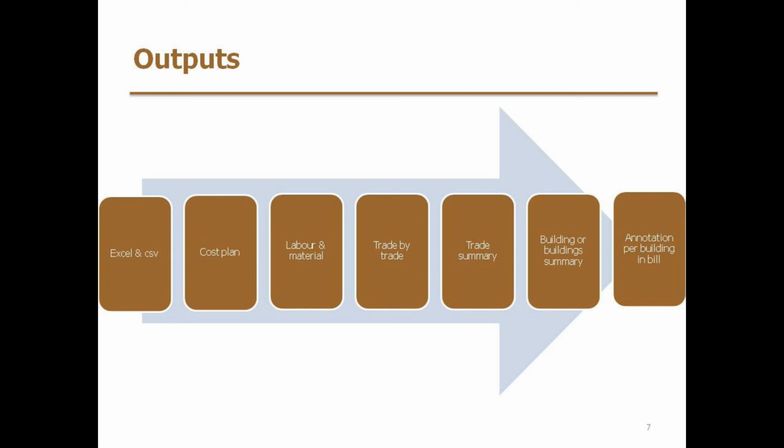A building or buildings summary. Quite often a bill might be for one building, but sometimes for several buildings. So you might require a summary and an output for that. And also I've listed there annotation per building. So sometimes it's useful to have 3 or 4 buildings on one bill and actually have them identified as a total quantity, but have annotations in small parentheses for each, showing how much the quantity is for each particular building.